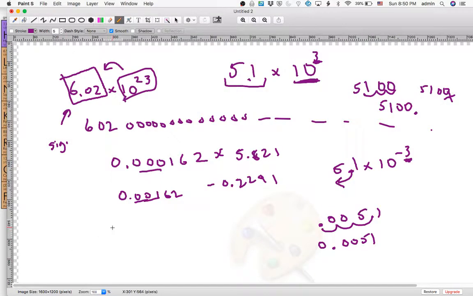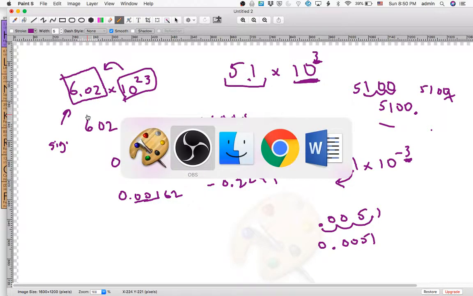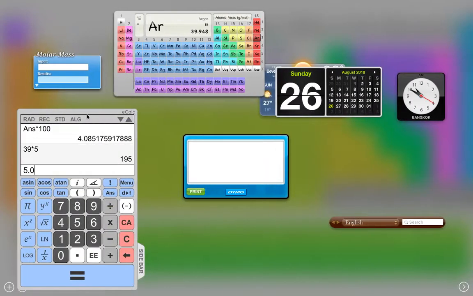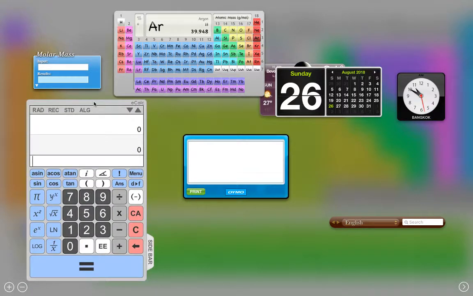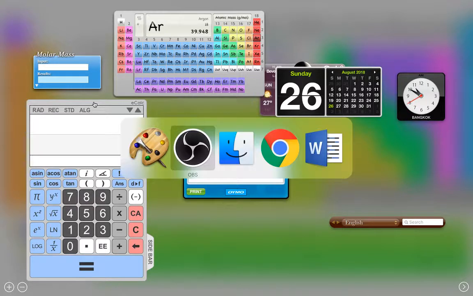Hi, I have something else to say about scientific notation for you, and that is the use of your calculator. This is very important, folks. If you're not accustomed to using scientific notation, you're going to get stuff wrong, and you're not going to know why it's wrong, because you're going to write down what your calculator said, and it's still going to be wrong. Here's what I mean by that.